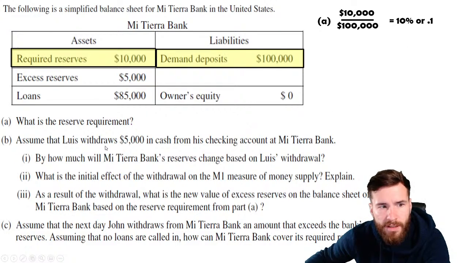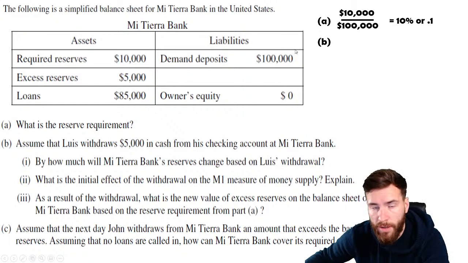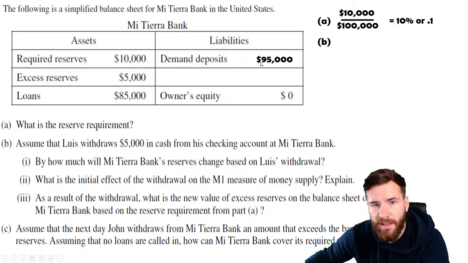B, assume that Louis walks into the bank and withdraws $5,000 in cash from his checking account at this bank. All right, so again, demand deposits is a synonym for checking account. So we need to take $5,000 out of our demand deposits, because the total value of all the money in checking accounts would decrease, because Louis took $5,000 out of his checking account. So this number is going to go from $100,000 to $95,000. See what I did there? The amount of money in checking accounts would have to decrease because Louis just got paid some cash.